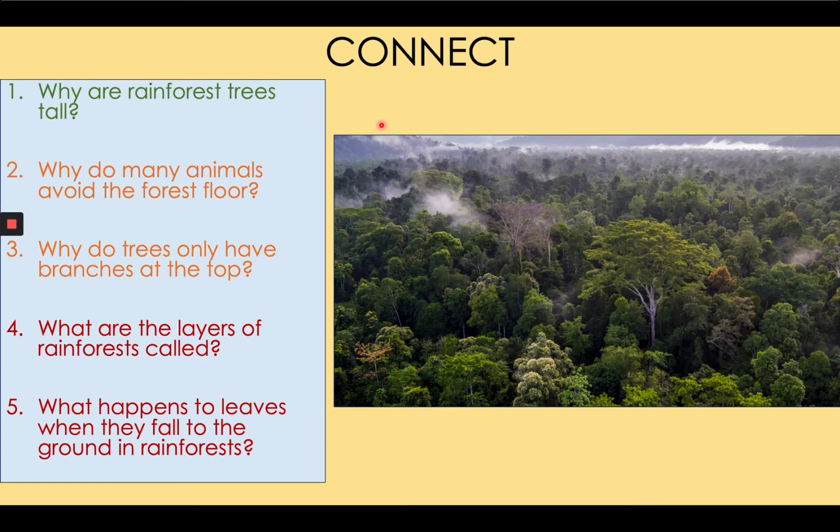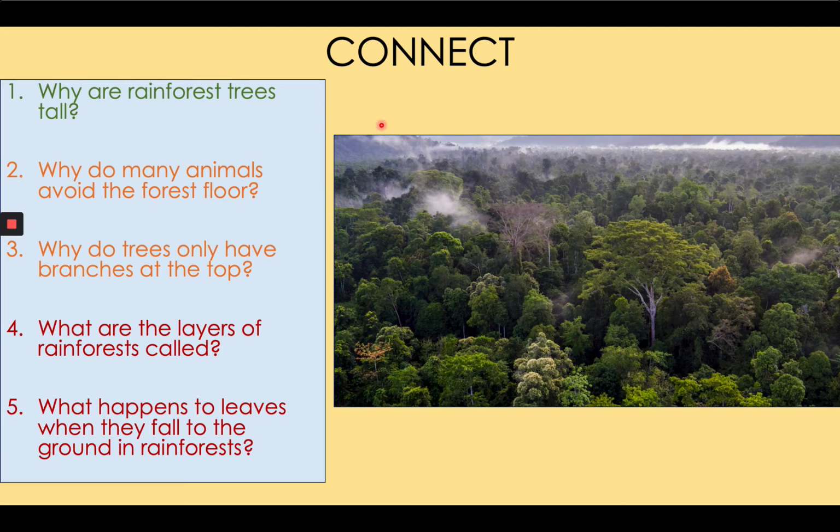2. Why do many animals avoid the forest floor? Well, again, many possible answers, but you could have said there are good habitats in rainforests, such as branches, which birds can make nests in. You could have also said that there are predators on the ground, which animals are trying to avoid. And finally, you could have said that there's a lot of food up in the high branches of the rainforest, for example, fruit and nuts.